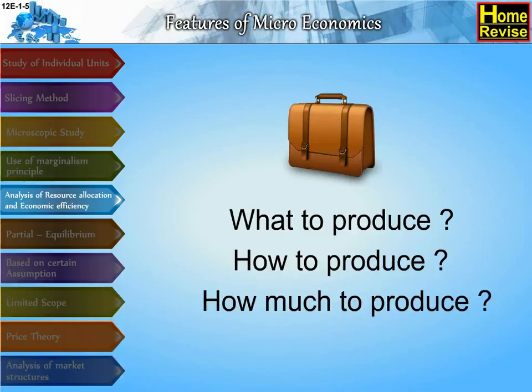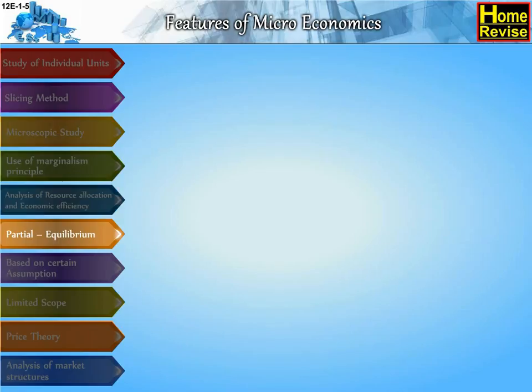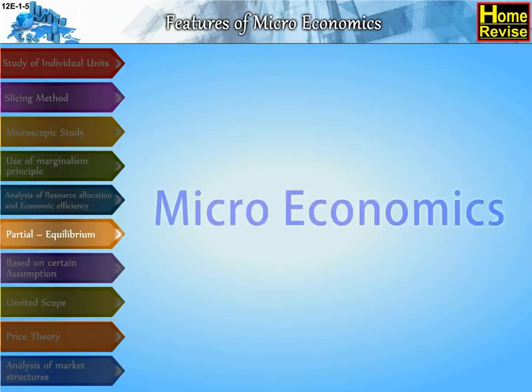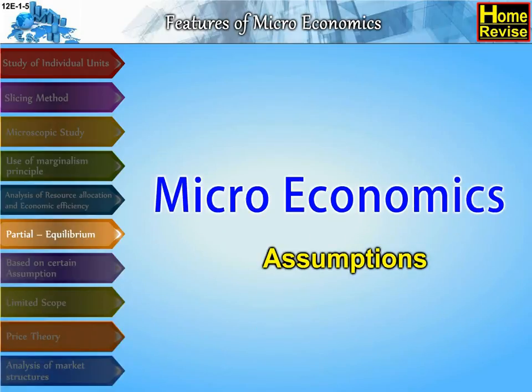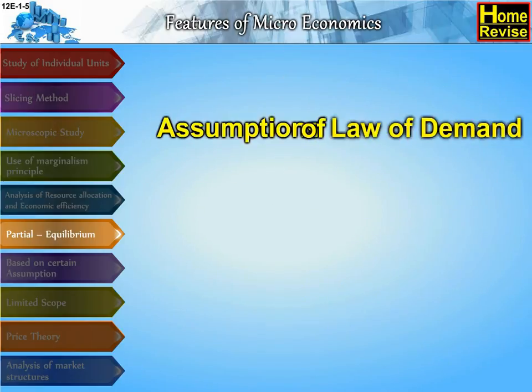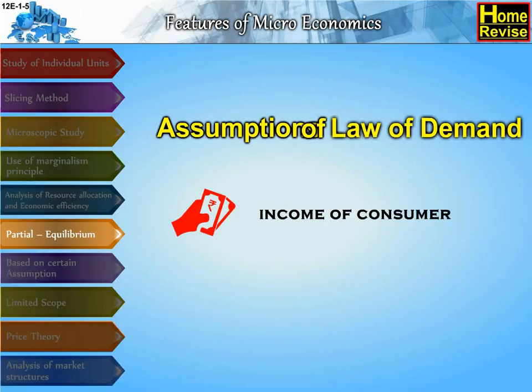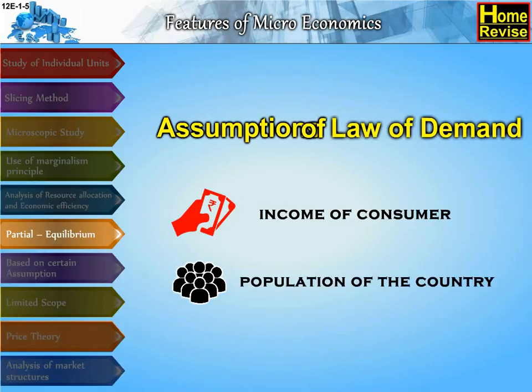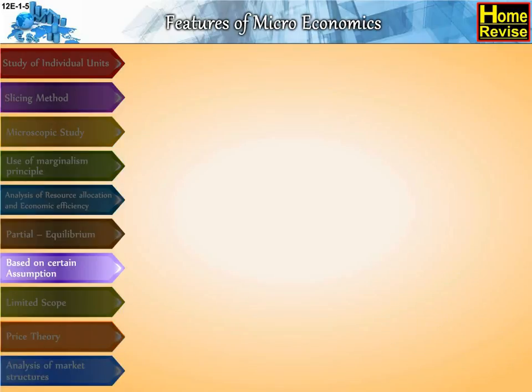The sixth feature of microeconomics is partial equilibrium. Microeconomics is based on the assumption that other things remain constant, like the law of demand is based on assumptions like the income of the consumer remains constant, population of the country remains constant, etc. The seventh feature of microeconomics is based on certain assumption.